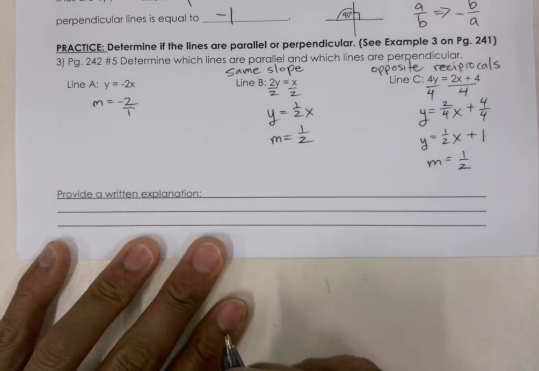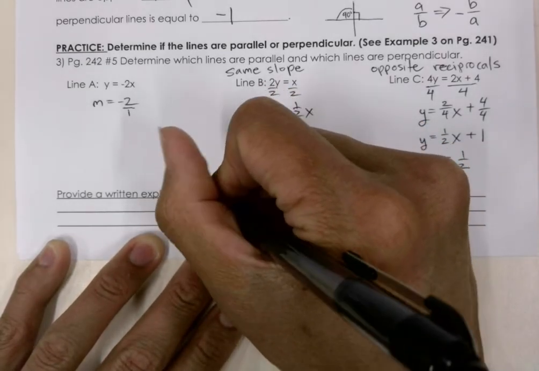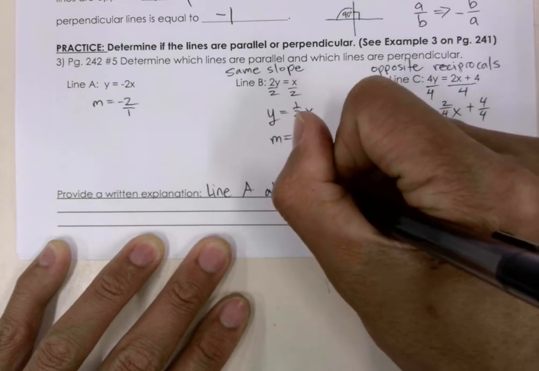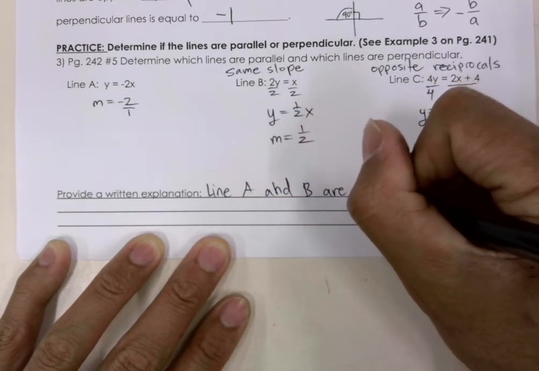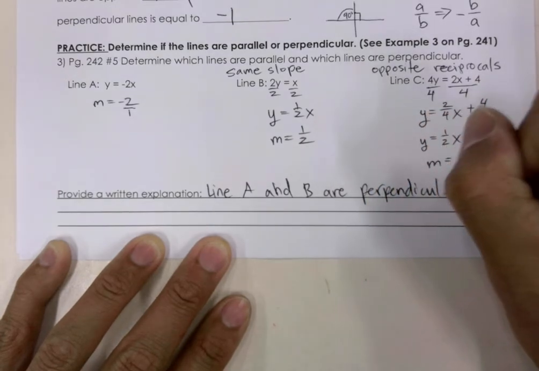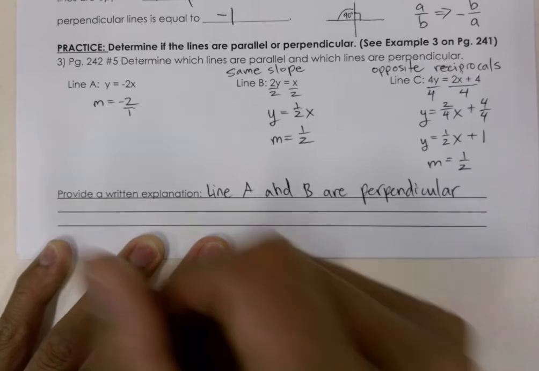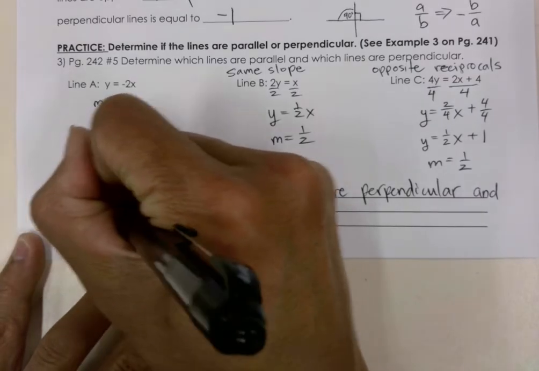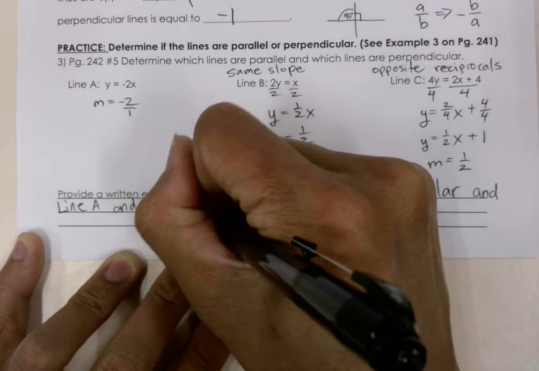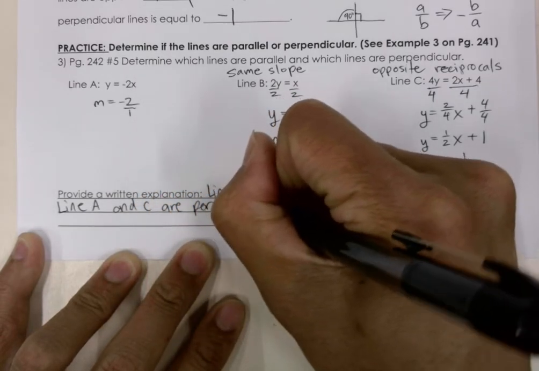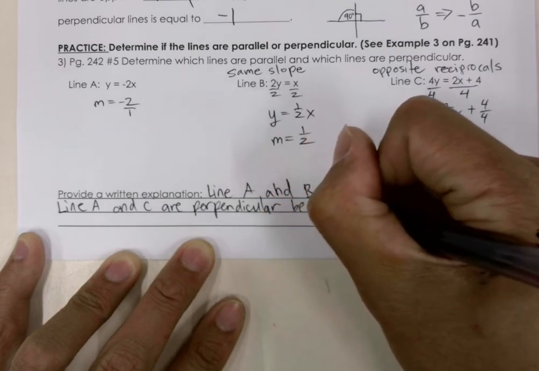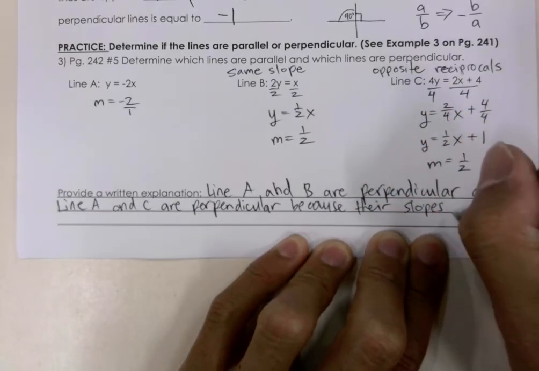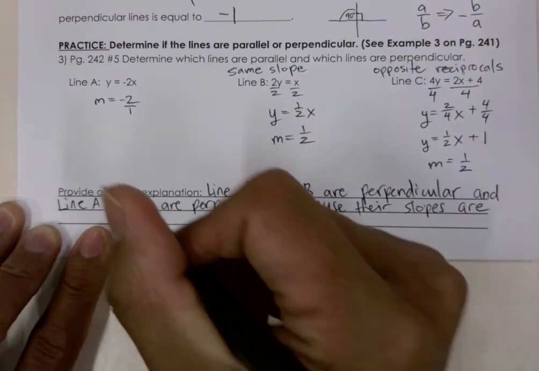So let's go ahead and write as a written explanation that line A and B are perpendicular, and line A and C are perpendicular because their slopes are opposite reciprocals.